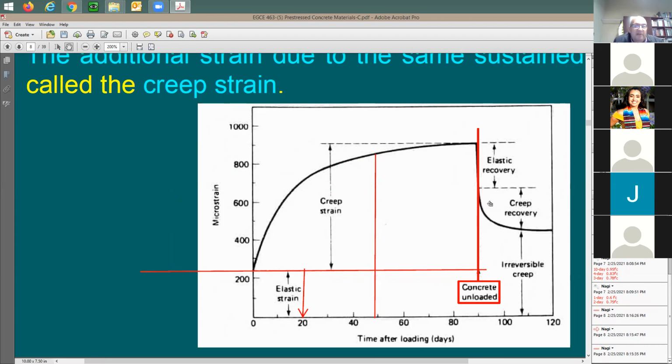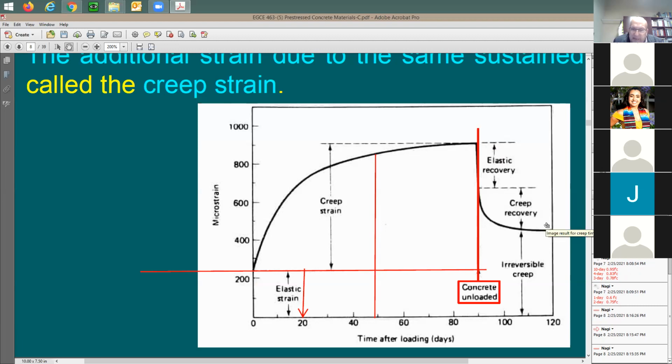Let's say after 90 days, you decide to take the load out. So you did unloading. Look what happened. Once you unload, this elastic strain is going to be coming down. So this amount of elastic strain in the unloading, we're going to call this elastic recovery. This amount of strain, which is about 220 or 230, is going to be taken out. Because what happened? You have just taken the load out. Some of this creep recovery, which means the strain due to creep, you're going to be recovering it.